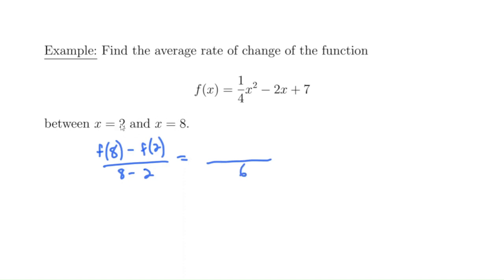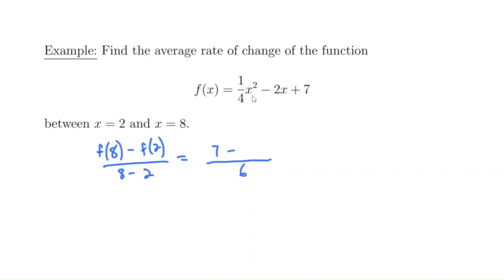What about the change in y values, or the change in output values? Well, what is f of 8 and what is f of 2? Let's just kind of do this in our head. F of 8, if we plug in 8 here, we're going to get 64. 8 squared is 64 times 1/4, that's 16. But then 2 times 8 is also 16. So we have a 16 minus 16, that's 0, plus 7. Turns out that f of 8 is 7.